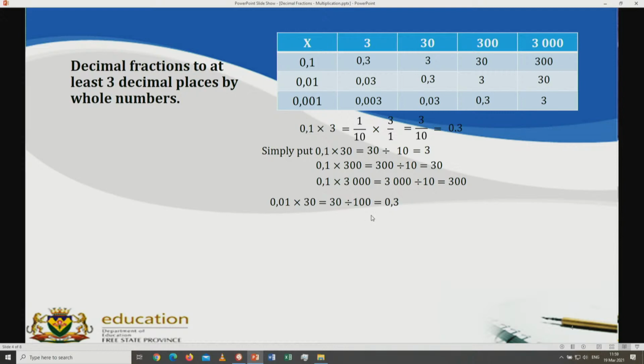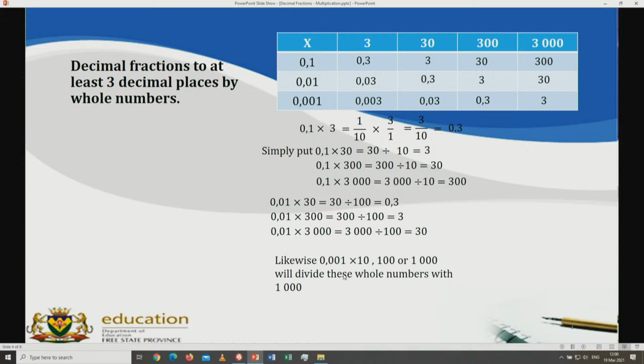Take out this number, it gives us 0,3. And then 300 divided by 100 gives us 3. And then 1,01 multiplied by 3,000 will give us this 30, because it's 3,000 divided by 100, which is 30.